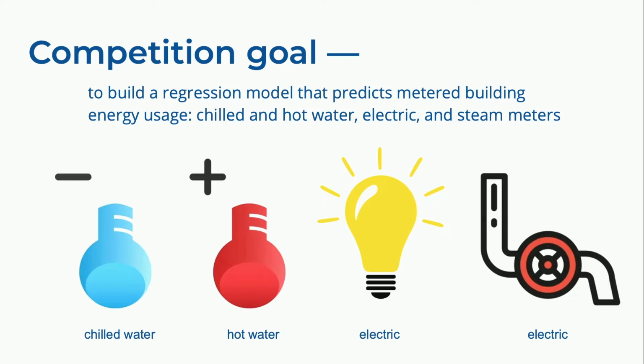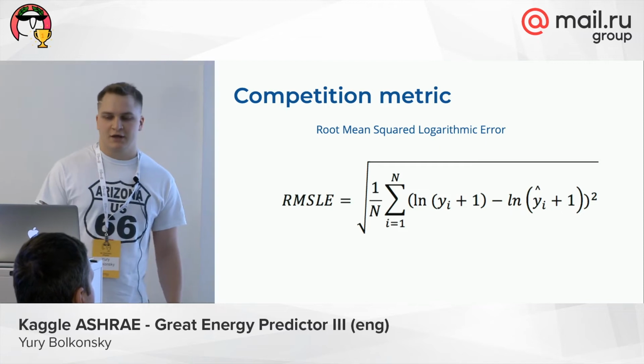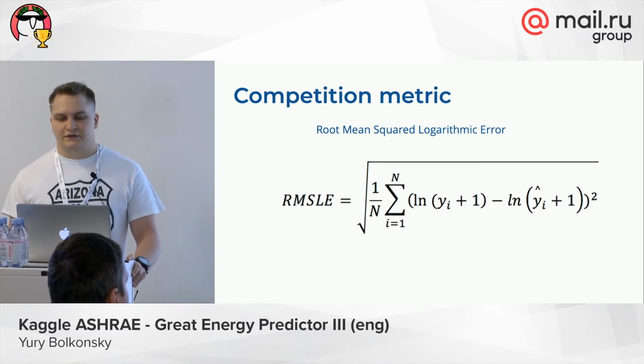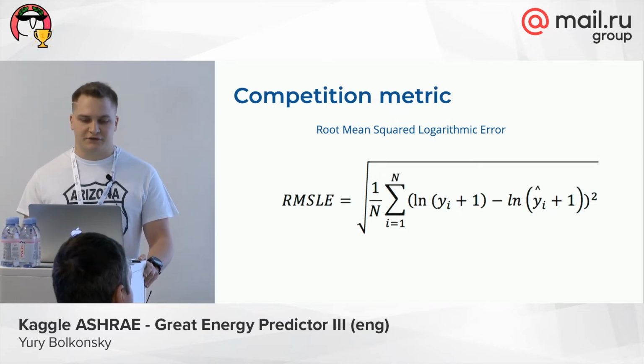In Russian we have it like паровая энергетика, but in English it's a steam meter. The competition metric was root mean square logarithmic error, which is the same as the usual root mean square error, but using the logarithm.